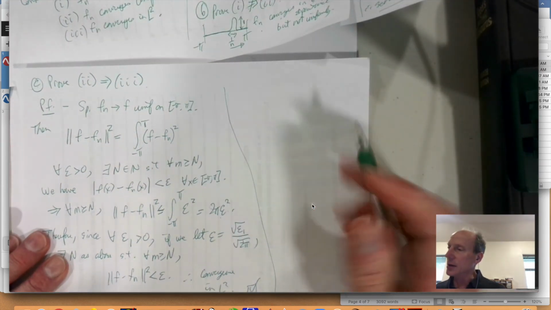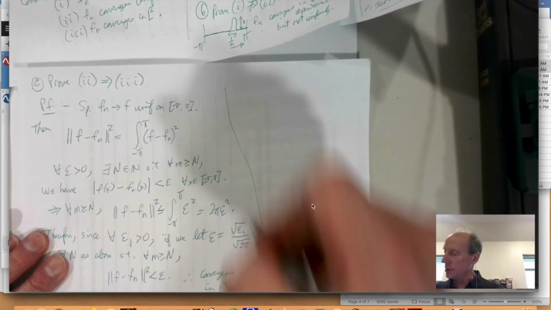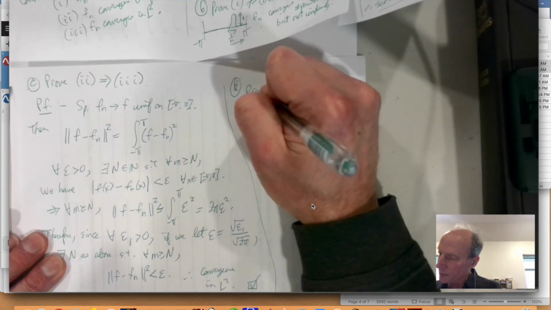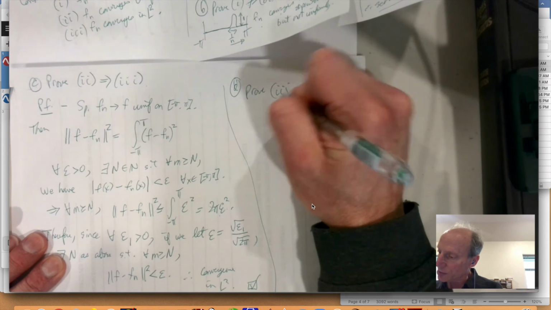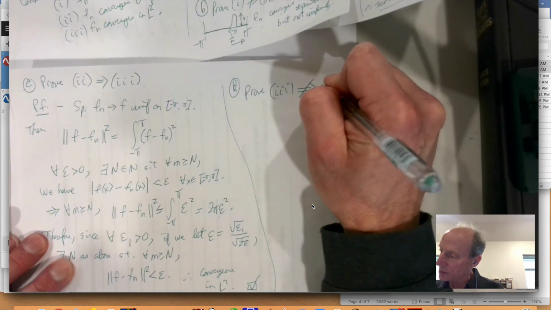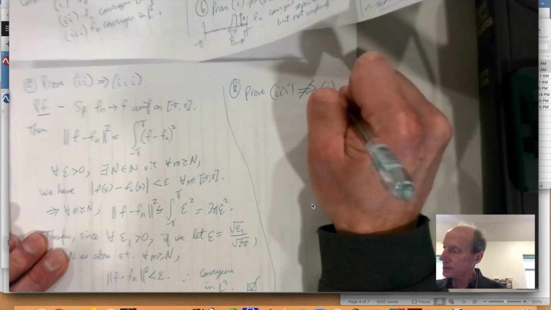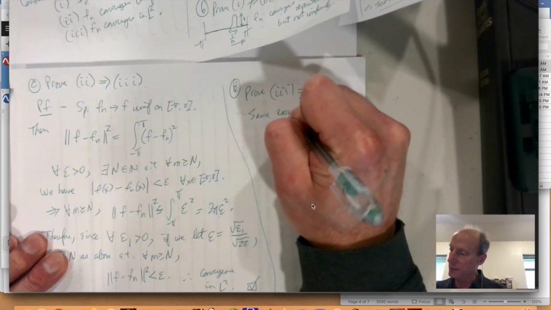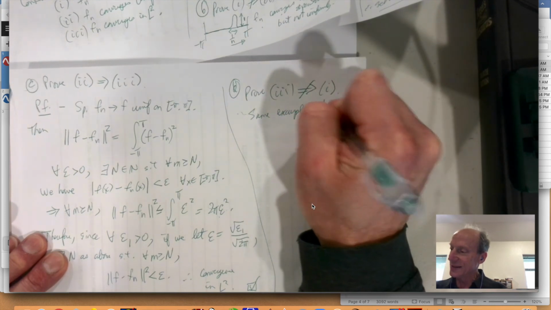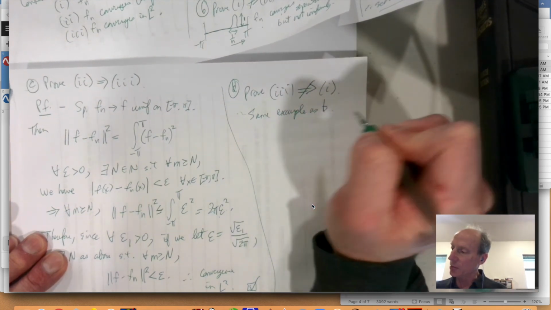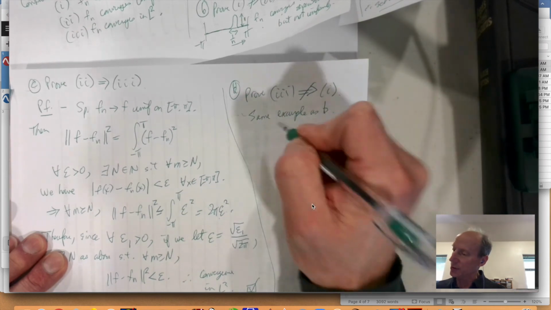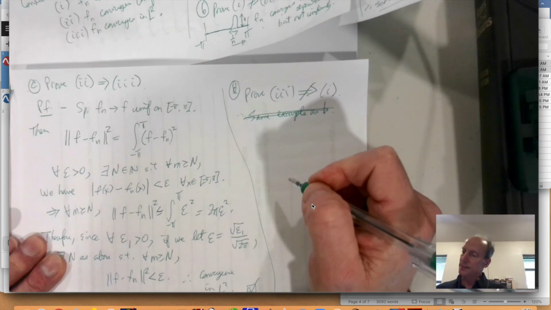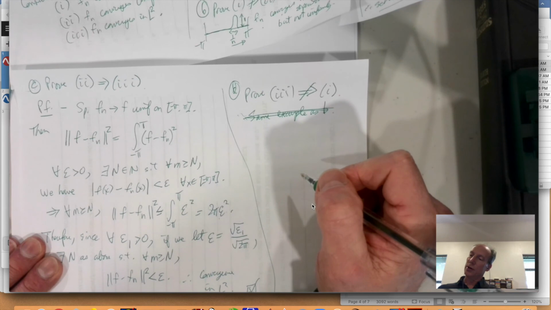And then the last question is D, prove L2 convergence, which is the third one, does not imply pointwise convergence. Well, actually, same example as B. Oh, wait. No, because it does converge pointwise. Okay, never mind. So we need an example where L2 convergence doesn't imply pointwise convergence.